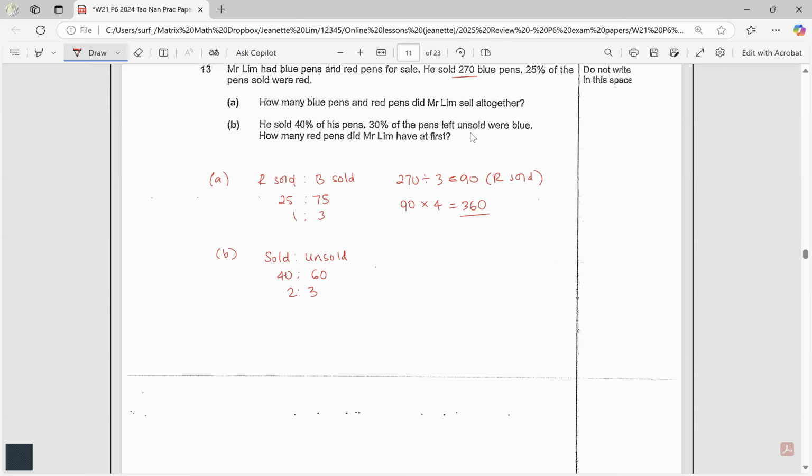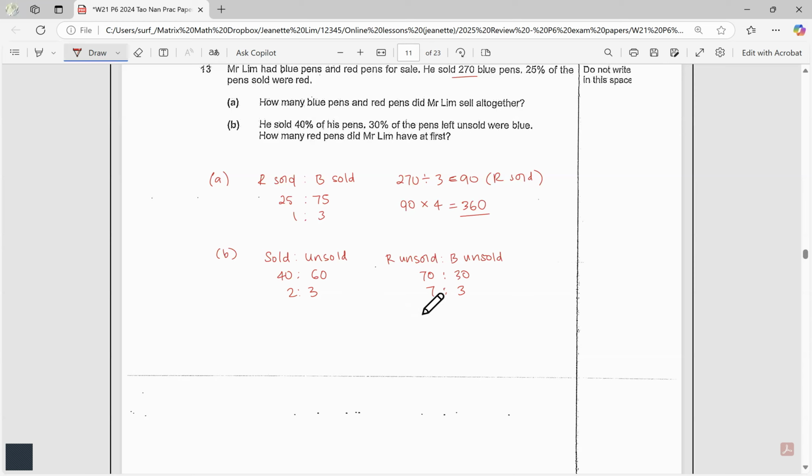Okay, let's write red unsold, blue unsold. If 30% of those left unsold were blue, means that 70% would be the red unsold. So when we simplify, you get 7 to 3.